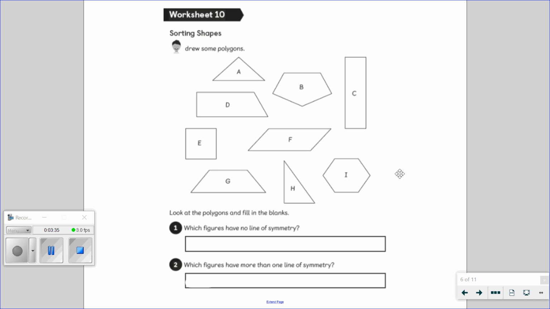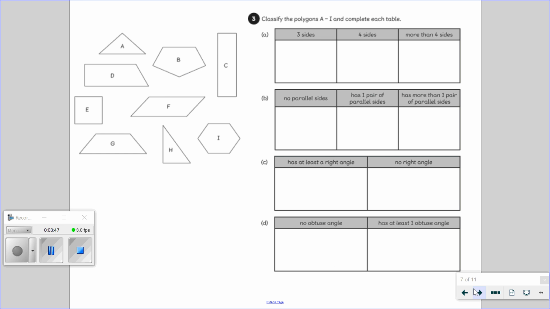So here's the worksheet, and Ravi has drawn these polygons. We need to look at them and fill in these blanks. For question 3, we then need to sort the polygons according to different categories. So for A, we need to write in which shapes have 3 sides, which have 4, and which have more.